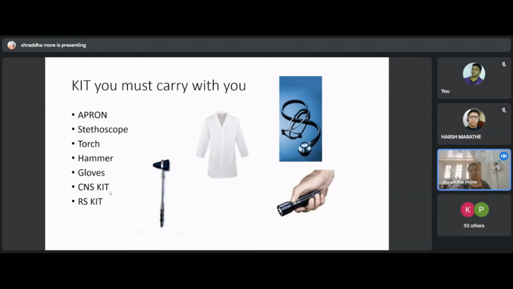Gloves are important for your personal protection, and then the CNS and RS kit. So we will let you know what all things are there. It is a detailed list of some 30-40 things which have to be kept in the neurology kit, and some 10 things which have to be kept in the respiratory system kit. Okay, so I will make sure that I give you the list of both the kits.